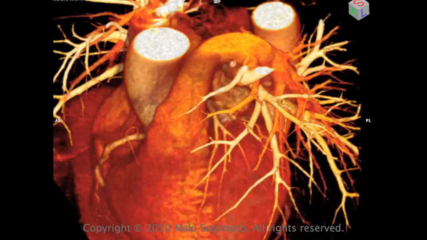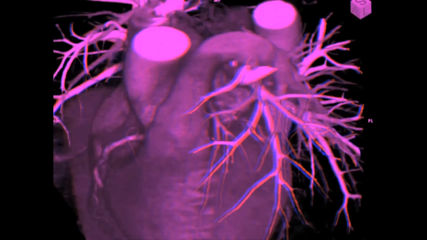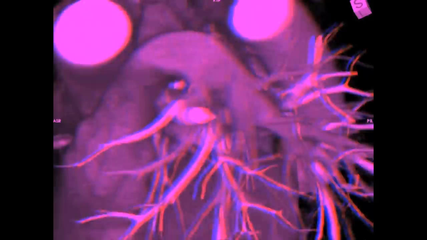This is like 3D images, but it's not 3D. So please put your glasses on. So I turn this image into real 3D, like this. Can you see this? This image is computer graphics. It's made from CAT scan images of a real patient.